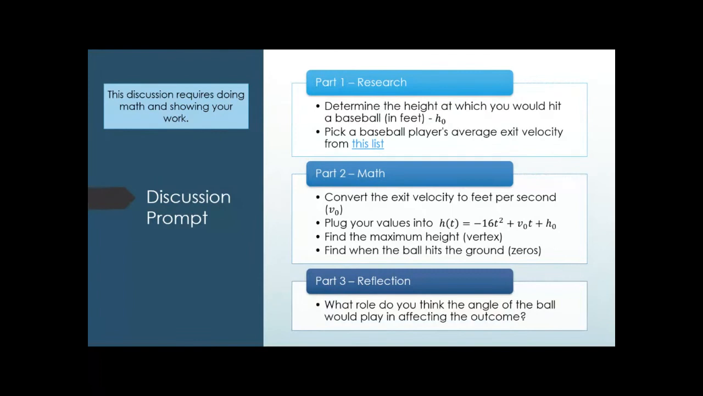So that's sort of reflecting on, okay, in the real world, we do have an angle. We don't hit it straight up most of the time. How would that change our height and how long it takes for it to actually get to the ground, assuming that nobody catches it?